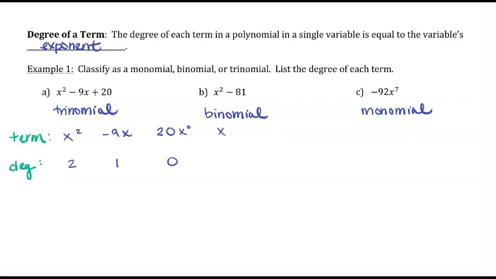We again have the term x squared, and since the exponent of the variable is 2, this term has degree 2. Looking at the term negative 81, this does not have a variable written with it, but we can write this as negative 81 times x to the 0, which is 1. So the degree of this term is necessarily 0. Finally, looking at the term negative 92x to the 7th, the variable x has an exponent of 7, so the degree of this term is 7.